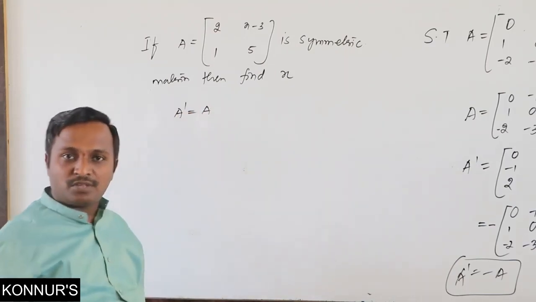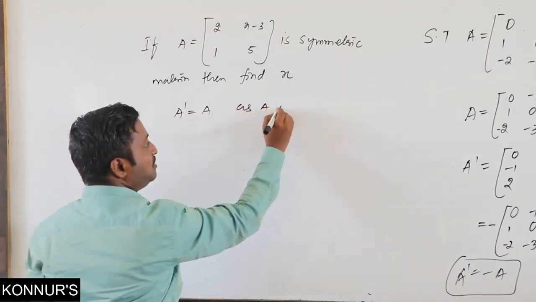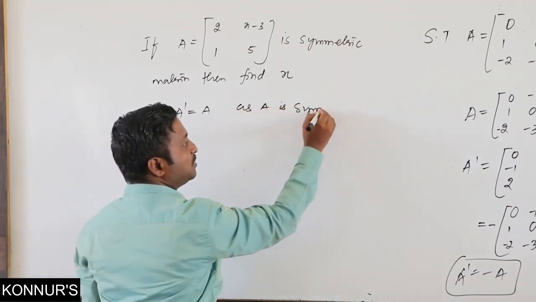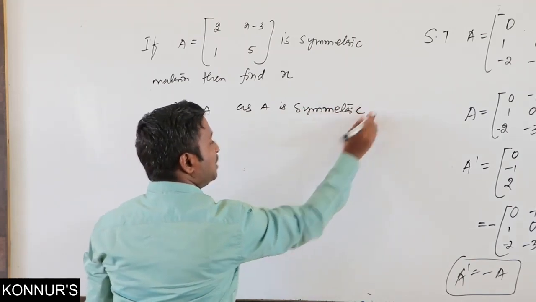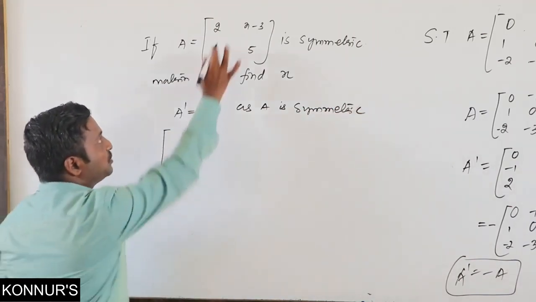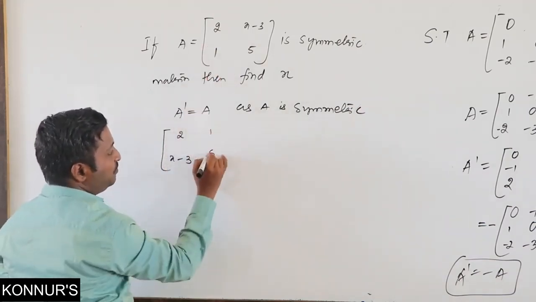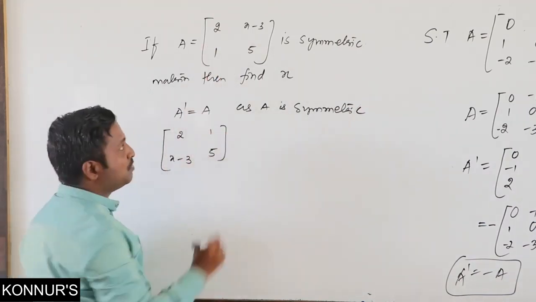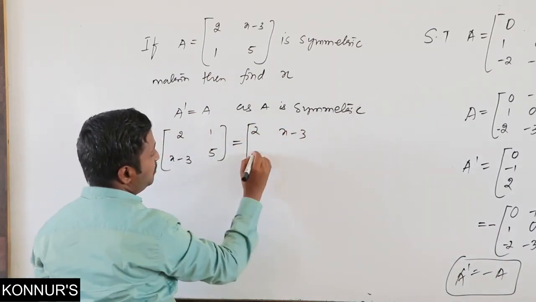A dash must be equal to A, because A is symmetric. Okay? What is A dash? Find it. A dash is 2, x minus 3, 1, 5. This is a row becomes column, column becomes row. A as it is is 2, x minus 3, 1, 5.